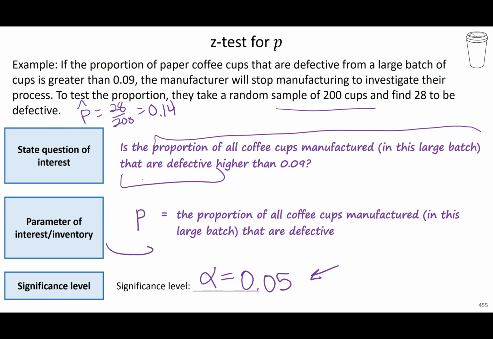Oh, my inventory. I didn't put my inventory. So P hat is going to be 28 over 200, which is 0.14. My sample size is 200.